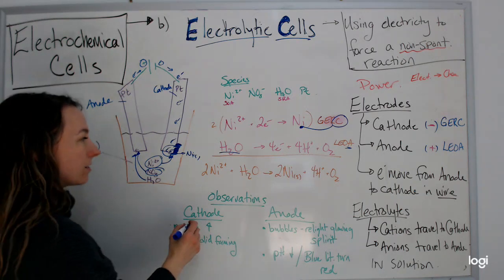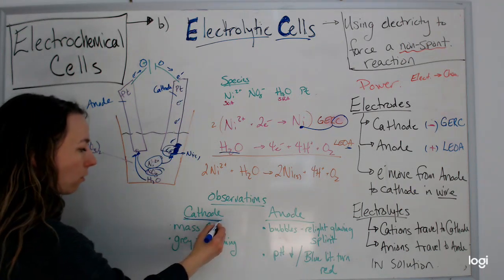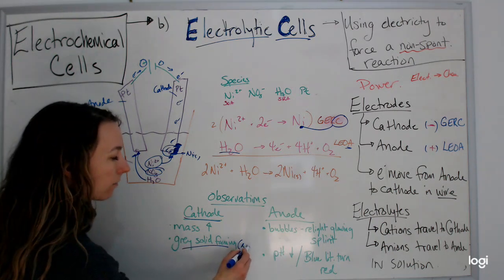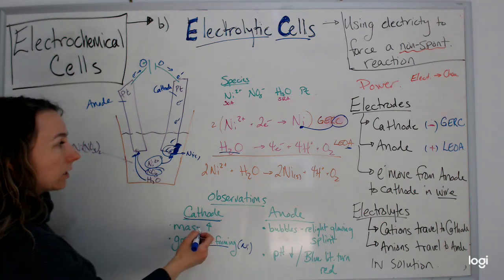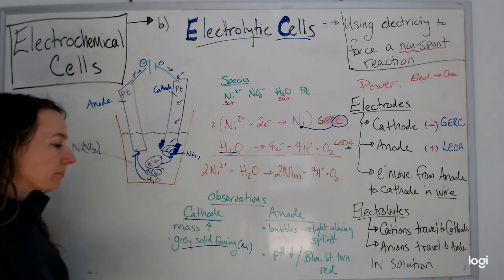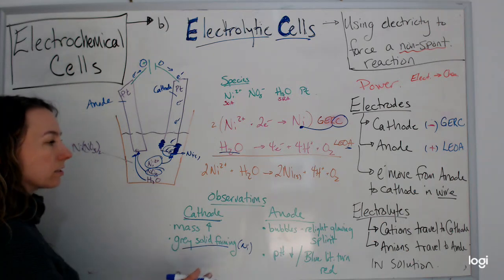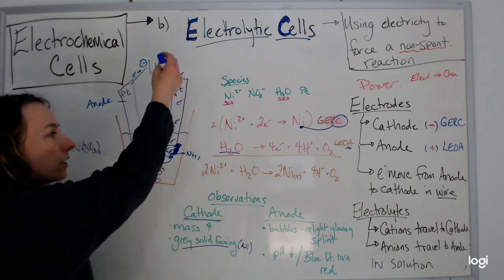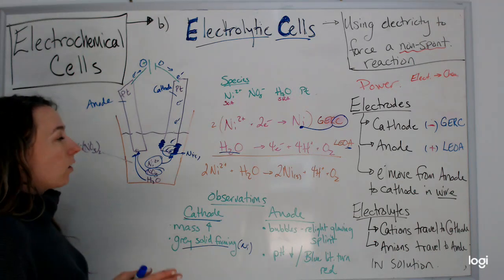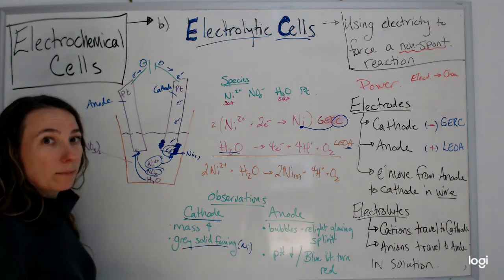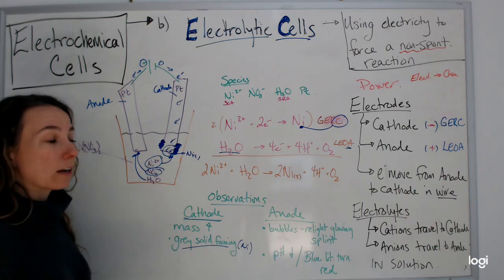And so what I'm going to see along the cathode is a gray solid forming. That's the nickel that I end up forming. And the mass will increase because I'm adding to that stick. And so those are observations. Have I got this working? Am I proving this theory? I can lift it up and weigh it, or I could see that I formed some sort of gray, solid, metallic-looking substance on the outside.